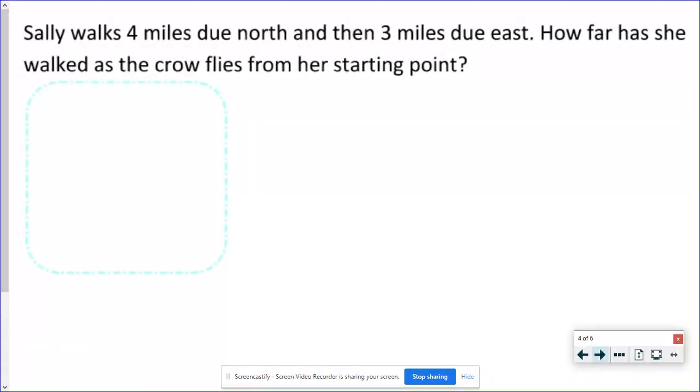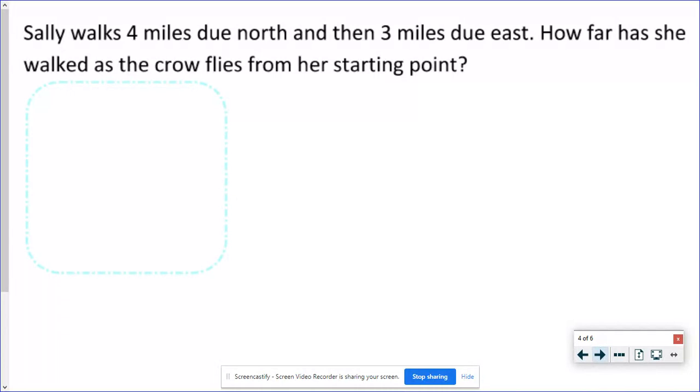It says, how far has she walked as the crow flies from her starting point? As the crow flies is a saying that just means if you took a straight line, even if there isn't a path there. A bird doesn't need to follow roads. It could just fly in a straight path.